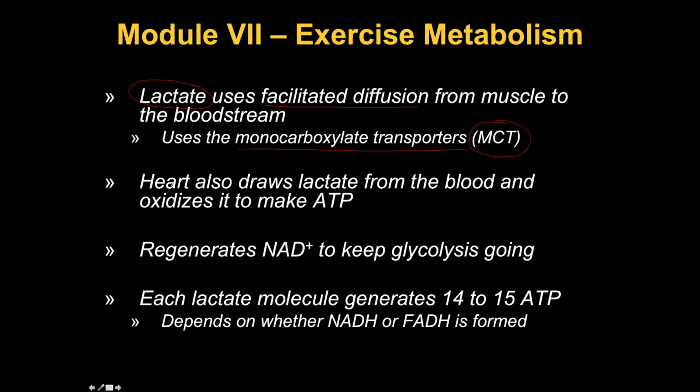The next point is that the heart actually loves lactate. It will utilize lactate and draw it from the bloodstream to basically oxidize it and make ATP. And of course, this point here is very, very important, because oftentimes lactic acid is associated with this negative aspect of exercising. And what I'd like to impress upon everyone is the fact that it's actually a very, very necessary entity in keeping activity going, keeping glycolysis going, because it's going to regenerate NAD.